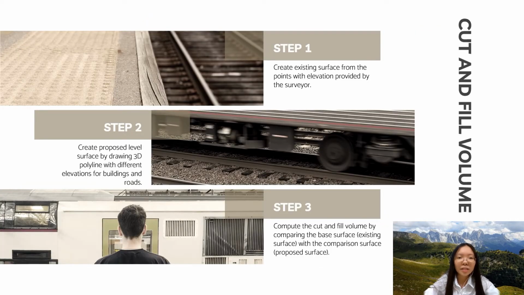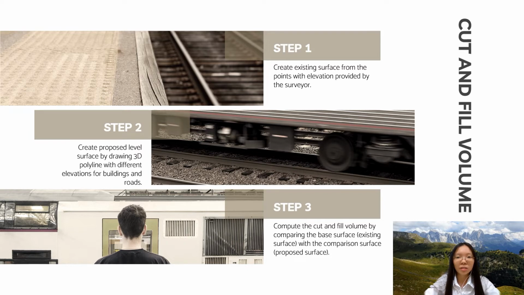After deciding the proposed level, we start to compute the cut and fill volume. We use the Civil 3D application to compute the volume, and there are several steps that need to be done. First, we create the existing surface from the points with elevation provided by the surveyor. Next, we create the proposed level surface by drawing the 3D polyline with different elevations for buildings and roads. There are some precaution steps that need to be taken while creating the surfaces.